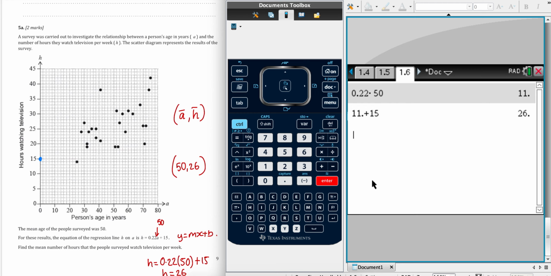So 50, 26 I can plot on here. So it should go through both of those values, and then I can draw my line of regression on. So something like that.